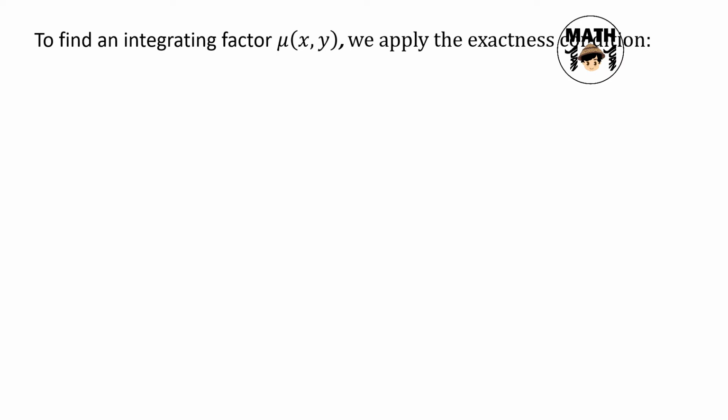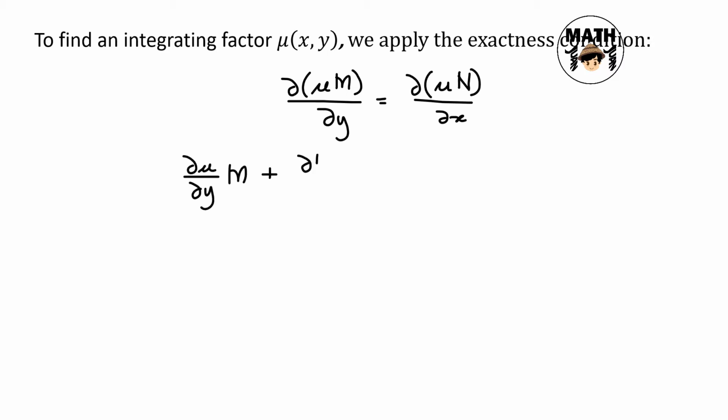To solve for this integrating factor mu, we apply the exactness condition. Let us consider the previous equation that we have. Let's take the partial derivative of mu M with respect to y and the partial derivative of mu N with respect to x. Since this is now an exact equation, then these two will be equal. So we'll apply the product rule. First, we'll take the partial derivative of mu with respect to y multiplied by M plus the partial derivative of M with respect to y times mu equals the partial derivative of mu with respect to x times N plus the partial derivative of N with respect to x times mu.